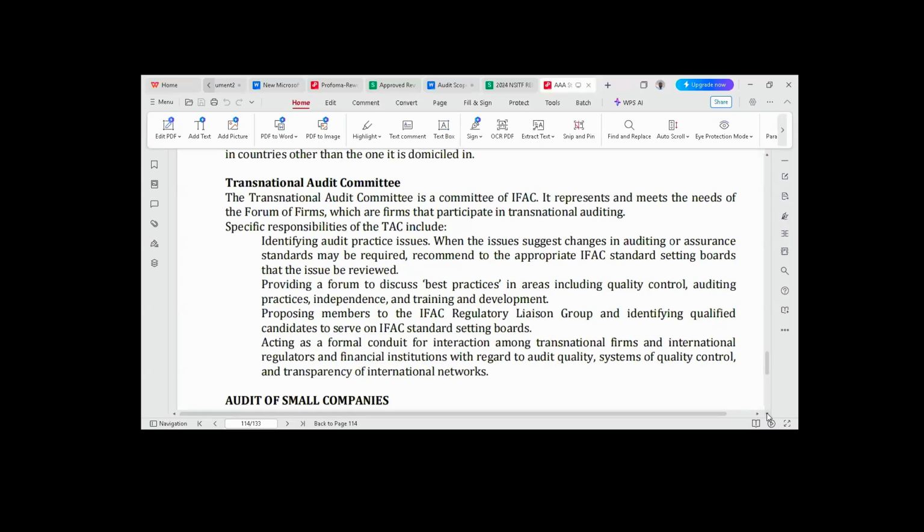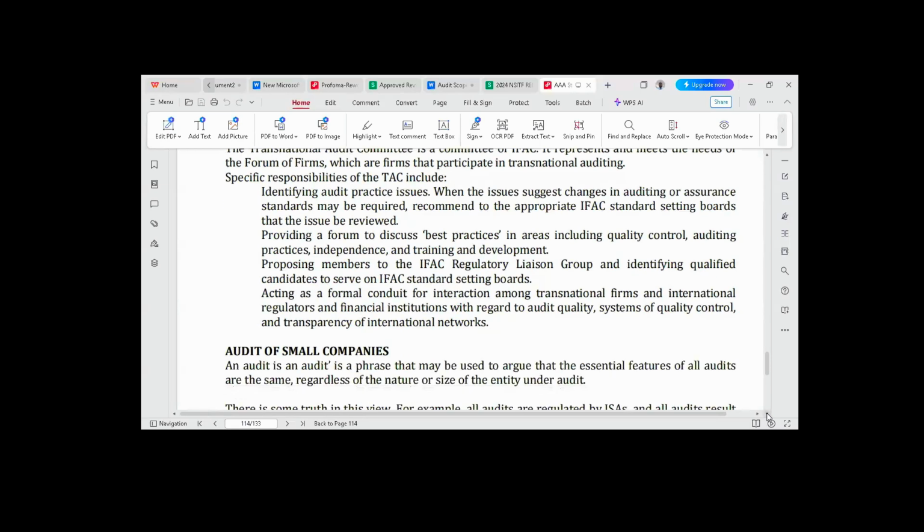So when you have companies that are located internationally, firms that are located transnationally, this transnational audit committee serves as a bridge. It connects transnational firms, international regulators, and financial institutions, especially in areas of audit quality and transparency of international networks. Okay? So that's all about the transnational audit committee.